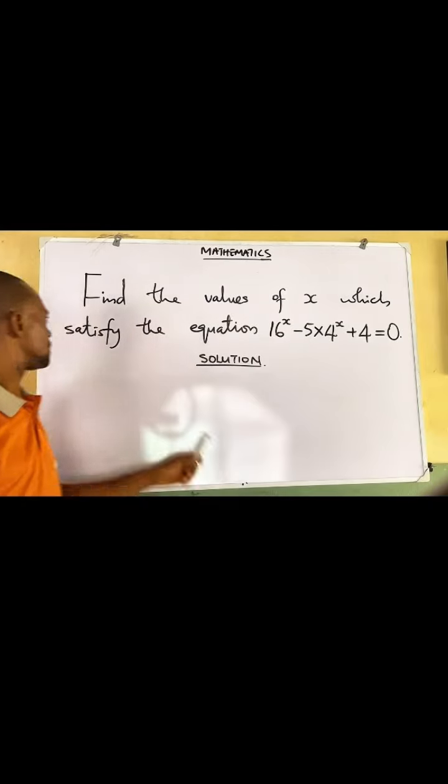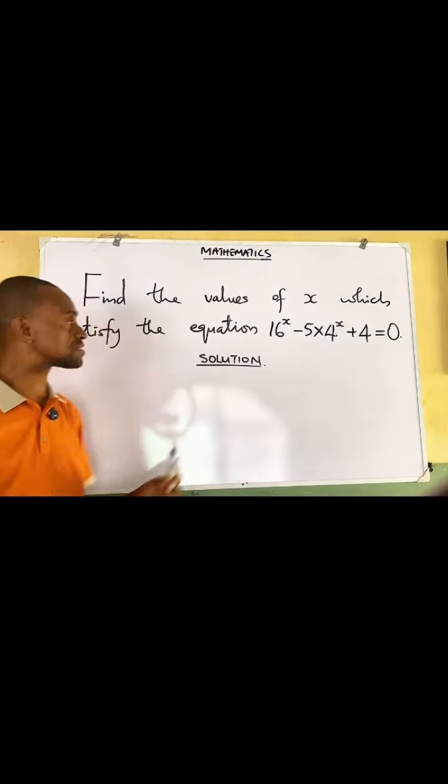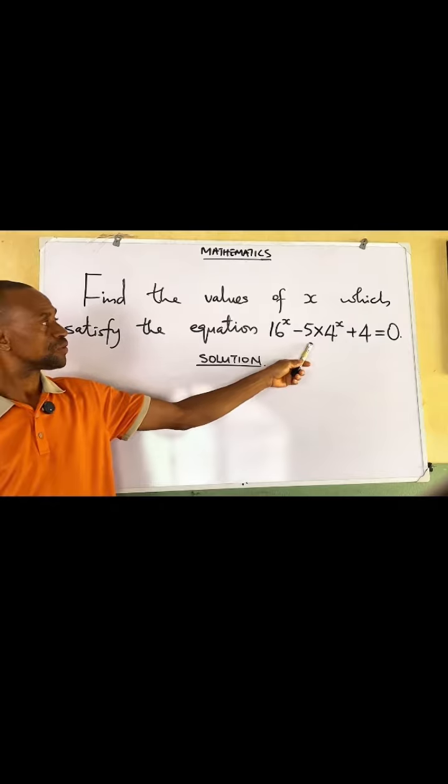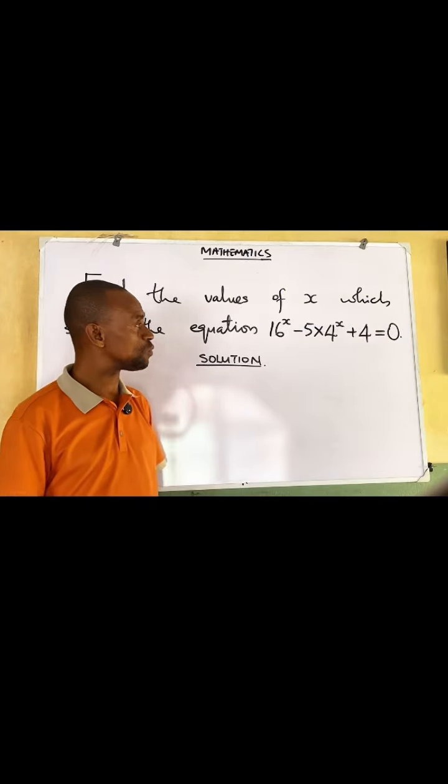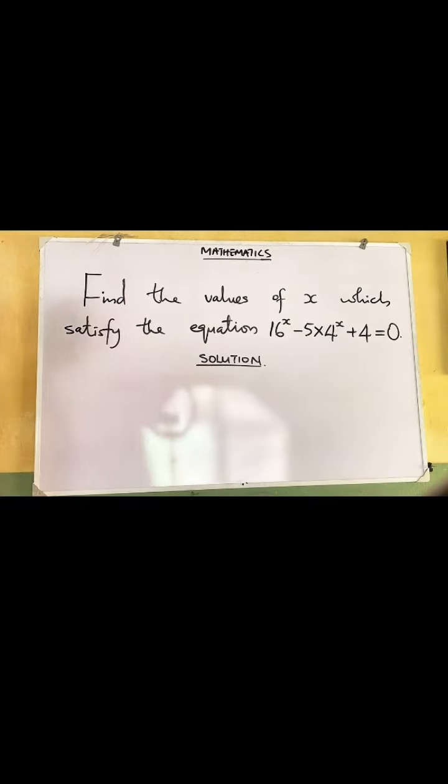Find the values of x which satisfy the equation. This is easy, relax. All we have to do is to make the first term look like the second term. Then that will lead us to a quadratic equation which we are going to solve by factorization. So let's do it together.